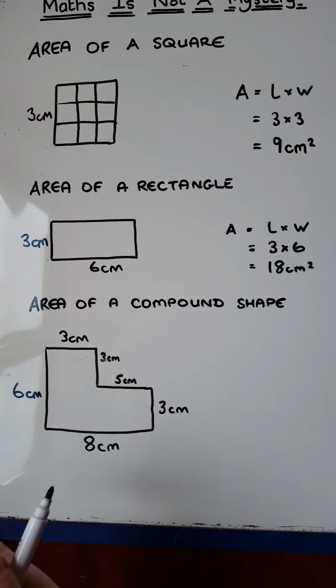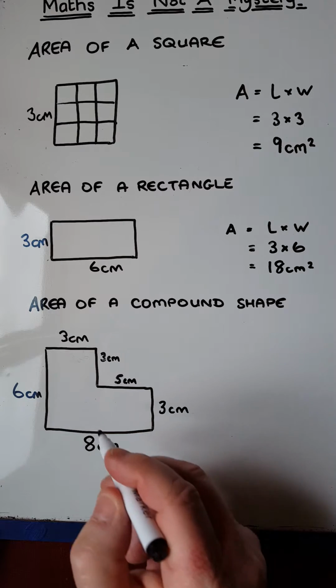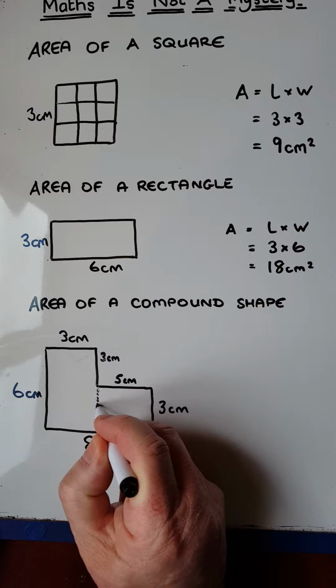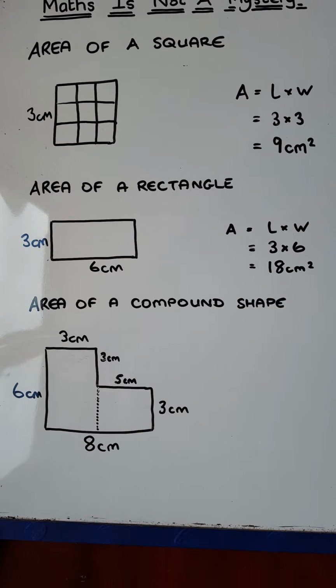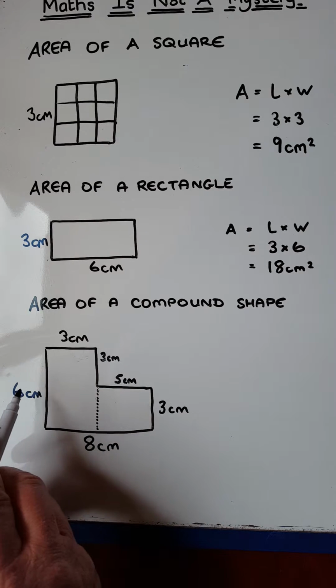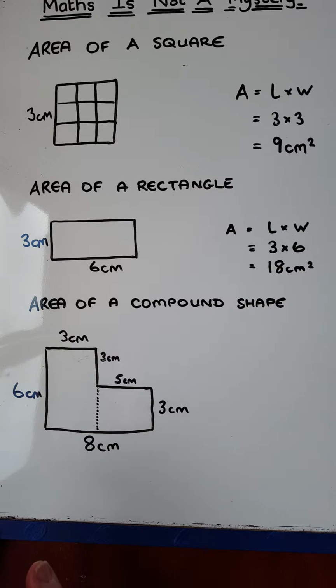Now we can break this into 2 shapes in 2 different ways. I'm going to choose to do it down there. I could have done it across instead and we get exactly the same answer, so don't get hung up on which way round you do it.